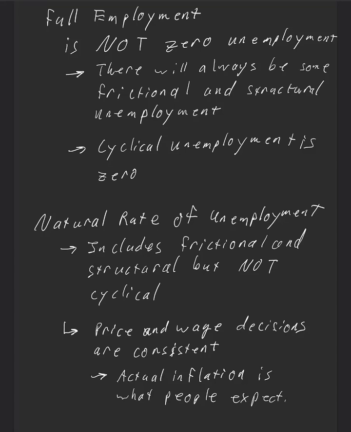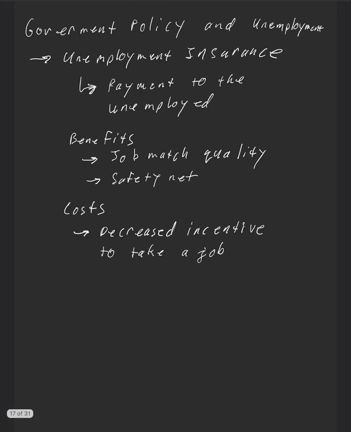When those things are consistent, they're accurate, they're not being distorted by inflation, then we will have the natural rate of unemployment, because cyclical unemployment should be zero. Okay.